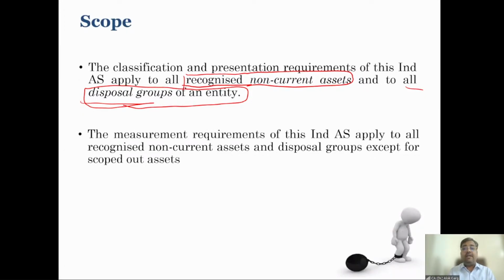So the classification and presentation requirement of this Ind AS applies to all recognized non-current assets and to all disposal groups. Please see, at the place of disposal group, the word non-current has not been used. Why? Tell me, for an individual asset, the term is non-current asset held for sale. But for the disposal group, the word non-current has not been used. It is used as disposal group classified as held for sale. Tell me why. And I have already given you the answer.